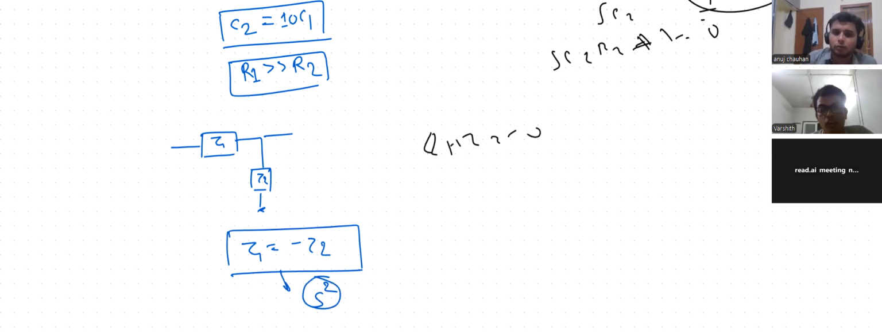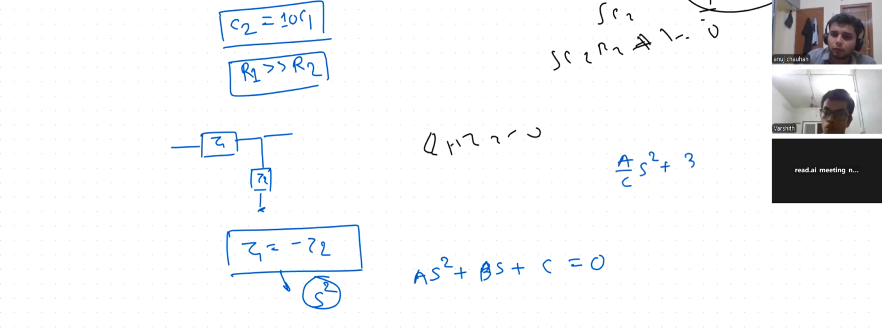In that equation, we can neglect S square terms, then you get one pole only. So if you are getting some equation, let's say a s square plus b s plus c equals 0, then what can be done? You can write it as a by c s square plus b by c s plus 1.